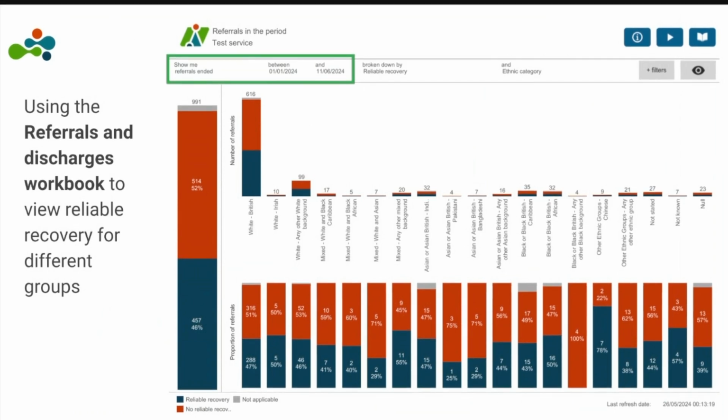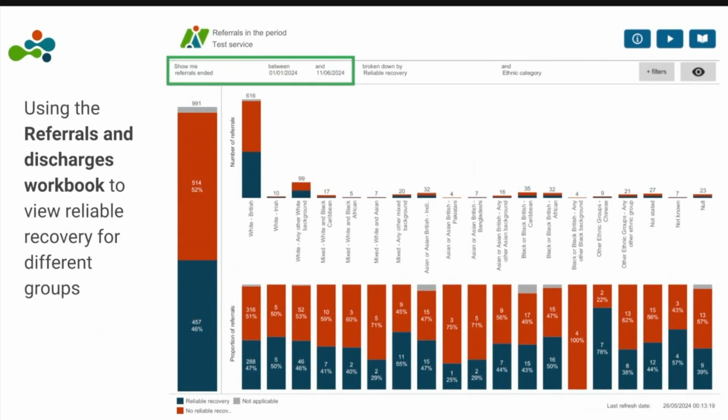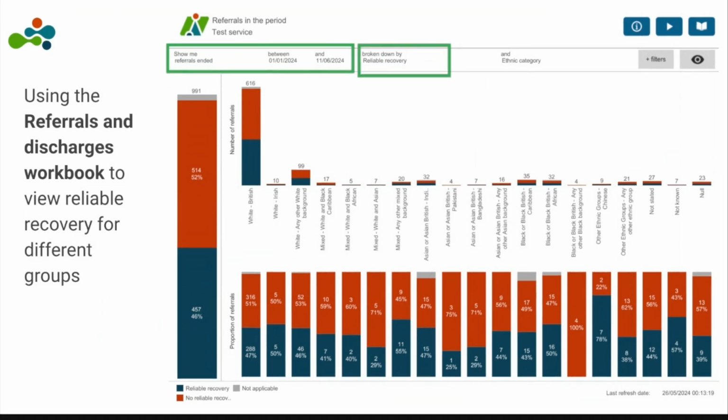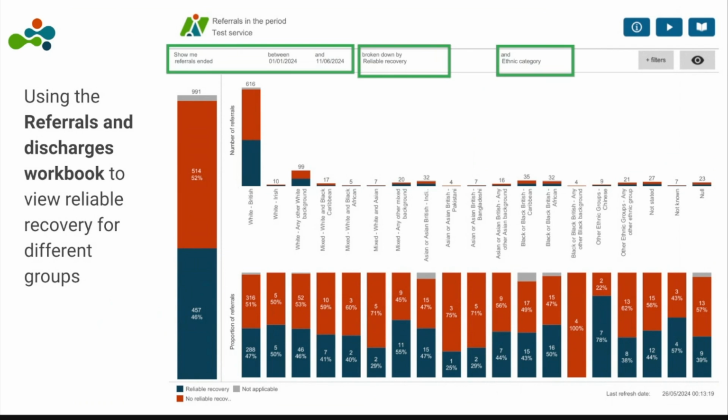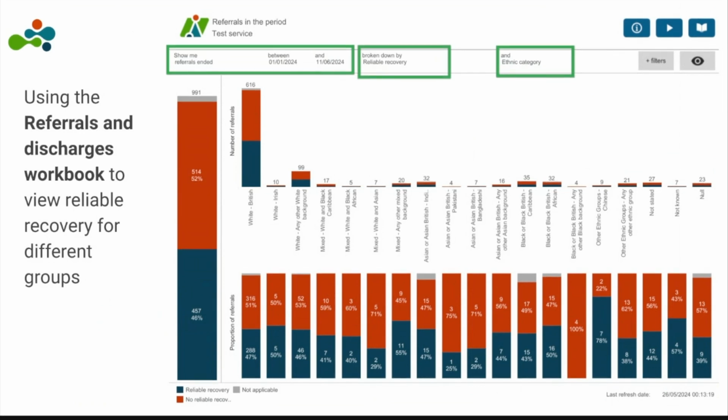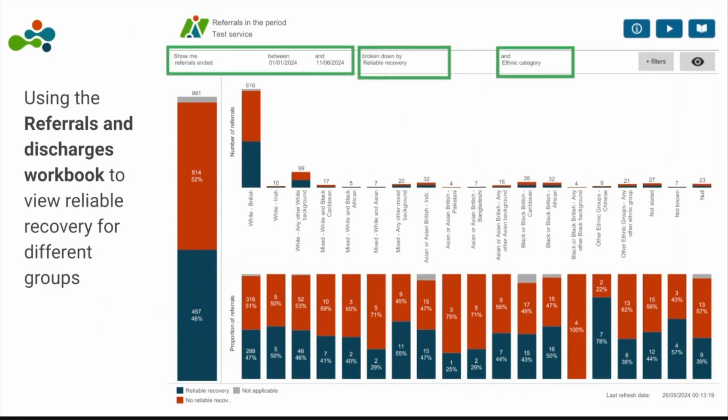What you can then do on this particular dashboard is you can break it down by 2 different characteristics or different metrics. So in this case, broken it down by reliable recovery, whether people reached it or not, and ethnic category. So what we get when it's plotted is every bar is broken down by that first item, the reliable recovery, and then there's a different bar for every group in the ethnic category. So that allows us to compare the recovery rates across ethnic categories.